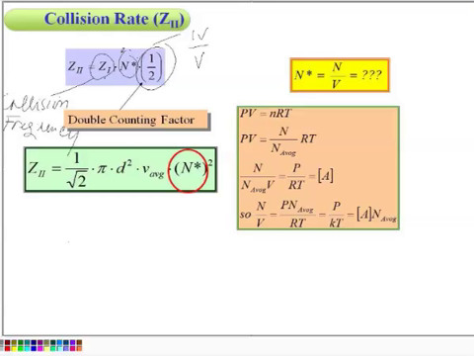Now, because the collision happens between two molecules, we cannot just multiply by molecular density, but must include the half, because one collision is counted by half on each molecule. So now let's calculate where this number is from.